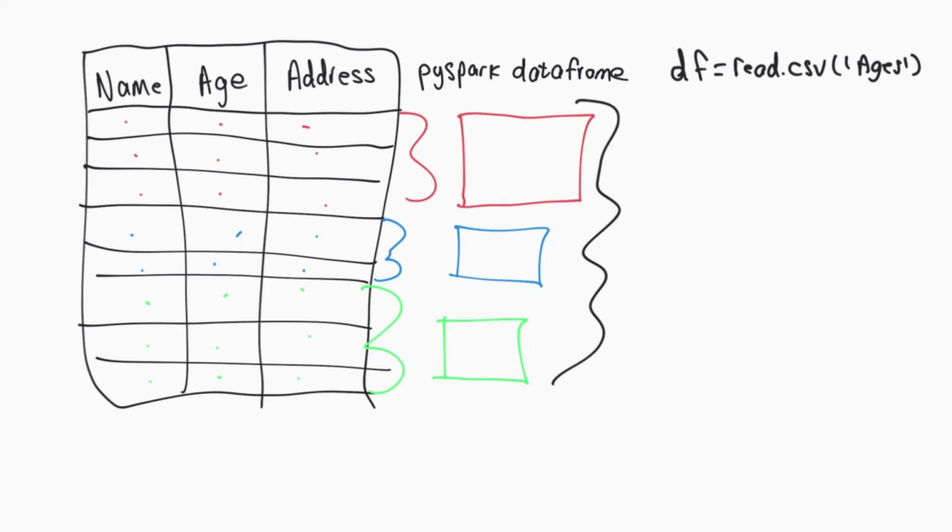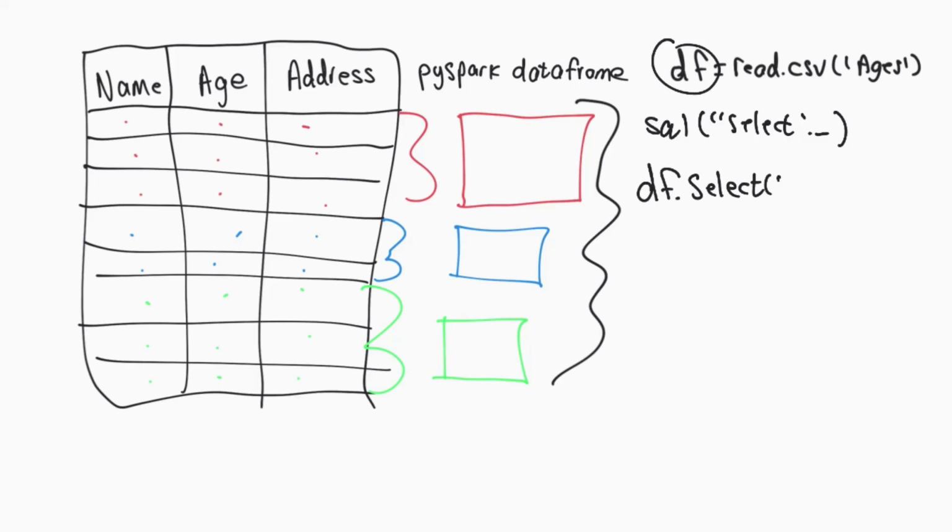You can either do it in a way that exactly matches SQL, like you could write something like SQL and then pass the information that you want, like select blah blah blah. Or if you have this data frame object, then there's similar commands for stuff like select. So if I wanted the age column, I could do df.select age. And then maybe I wanted to group by the ages. Then I would write group by and then age.